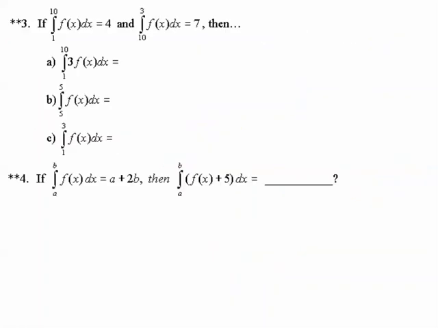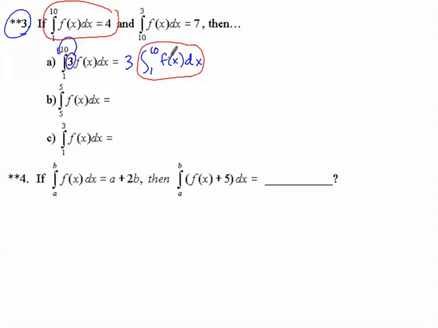In number 3, also multiple problems taken from AP exams, we're given information about the integral of a function on 1 to 10 is 4, and from 10 to 3 is 7. Let's use our properties. So pull out the 3, and we're doing 3 times the integral from 1 to 10 of f of x. And knowing this one, well, that's just a substitution. This comes out, 4 goes in its place, and we get 3 times 4, or 12.